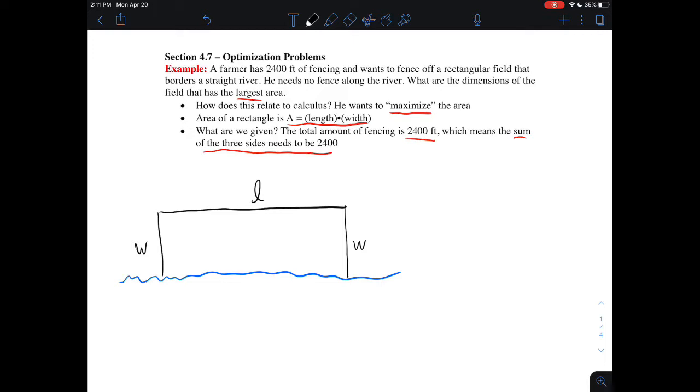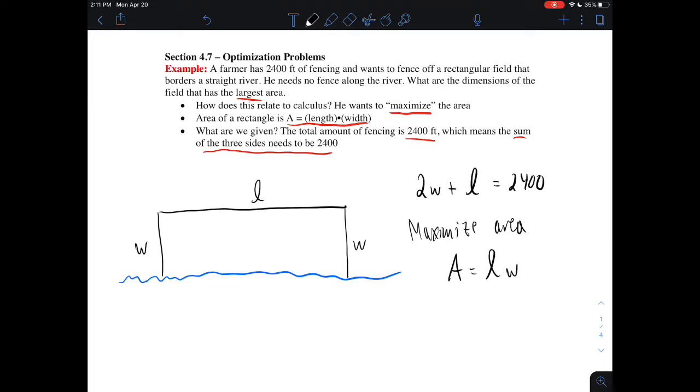So then from what we were given, the sum of the three sides needs to be 2,400. This means 2 times the width plus one of the lengths is equal to 2,400. And we also would like to maximize the area. And area is just capital A equals length times width.